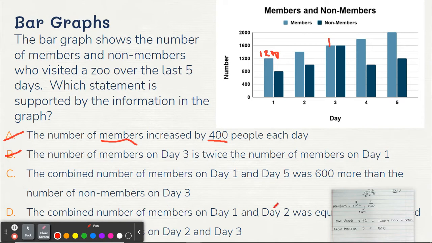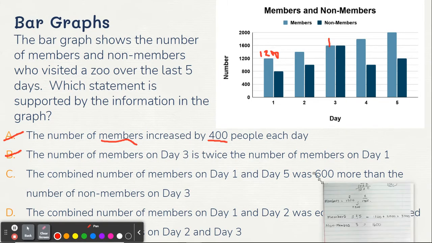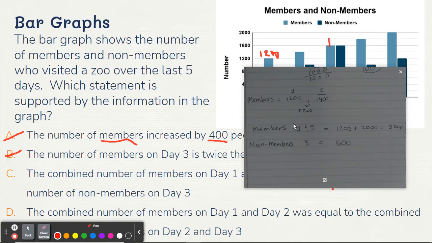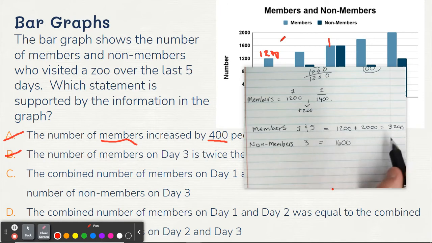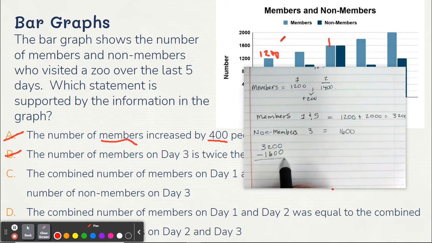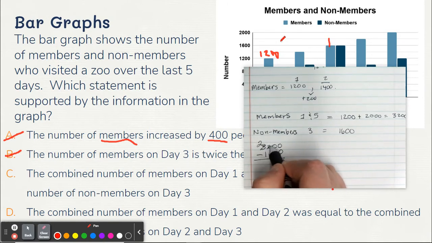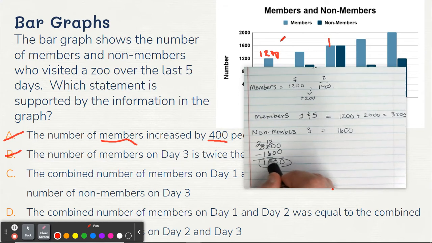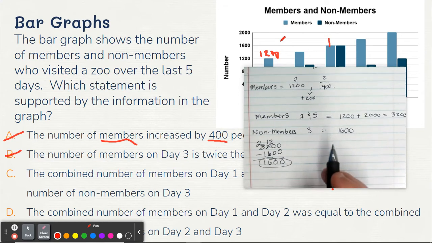So we're going to subtract these two answers and see if they're 600 apart. I'm going to do 3,200 minus 1,600. That would be 0, that would be 0, 12 minus 6 is 6, 2 minus 1 is 1. So this would be 1,600. So that's not 600 apart. That's 1,000 more than 600 apart. So I know it's not C.